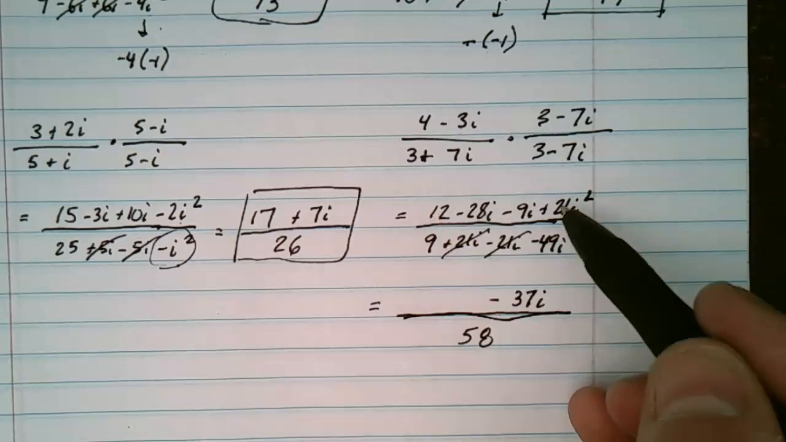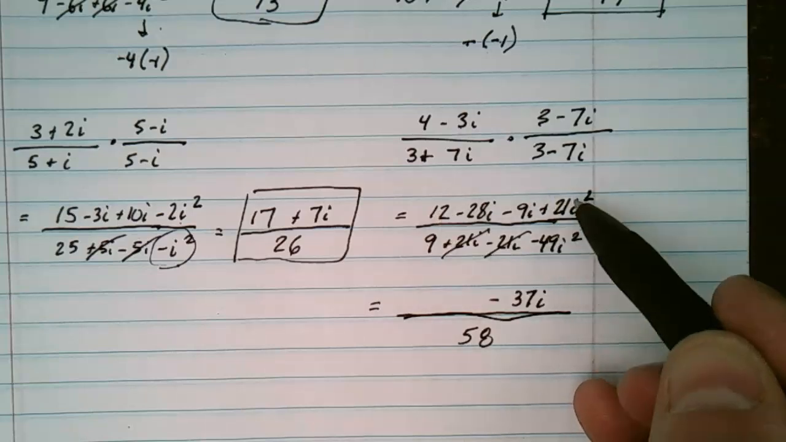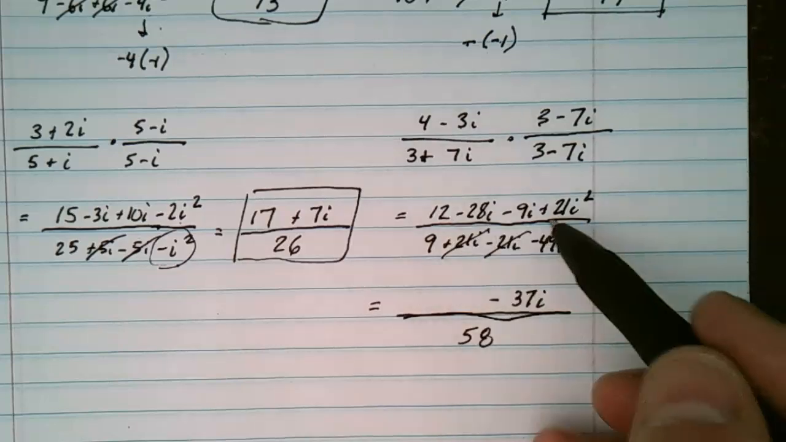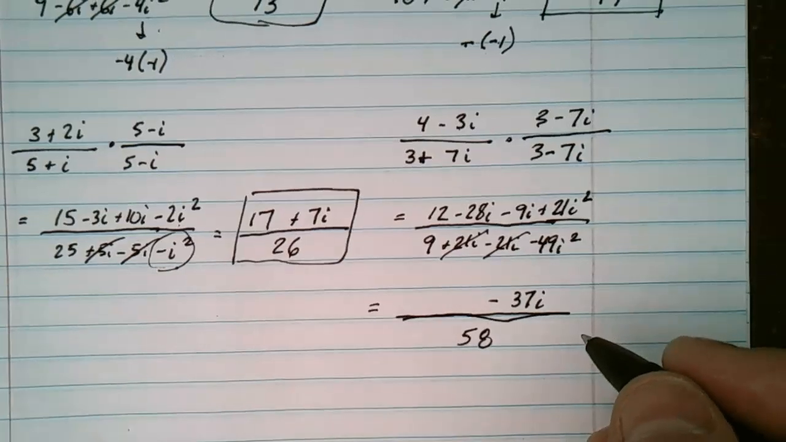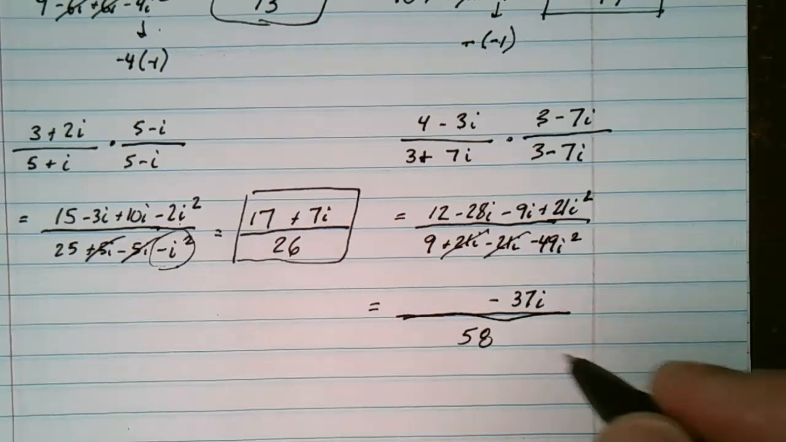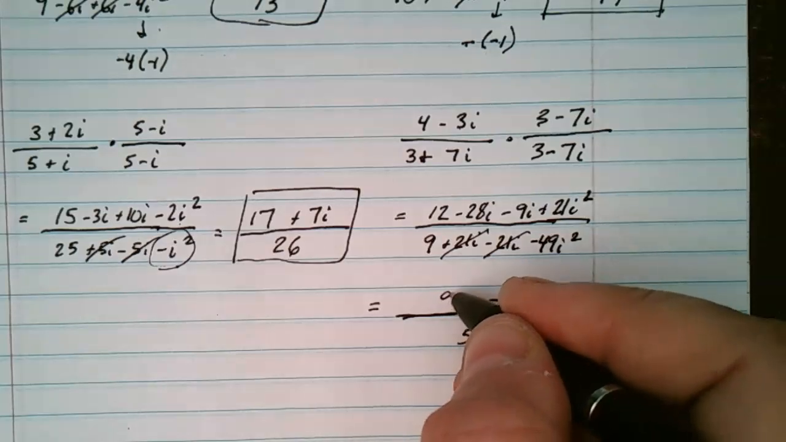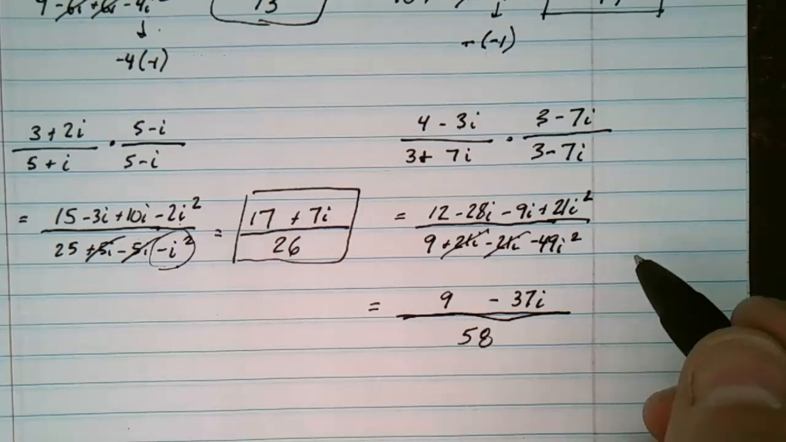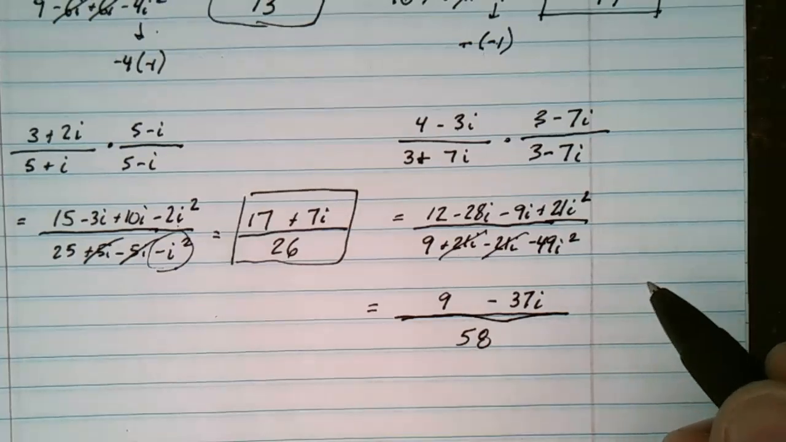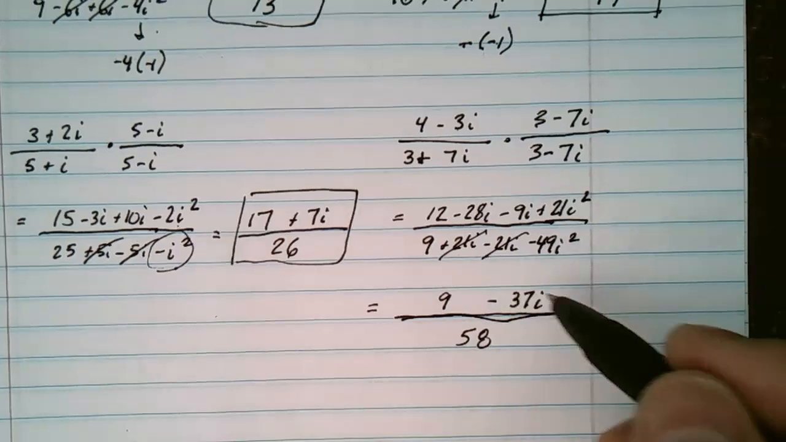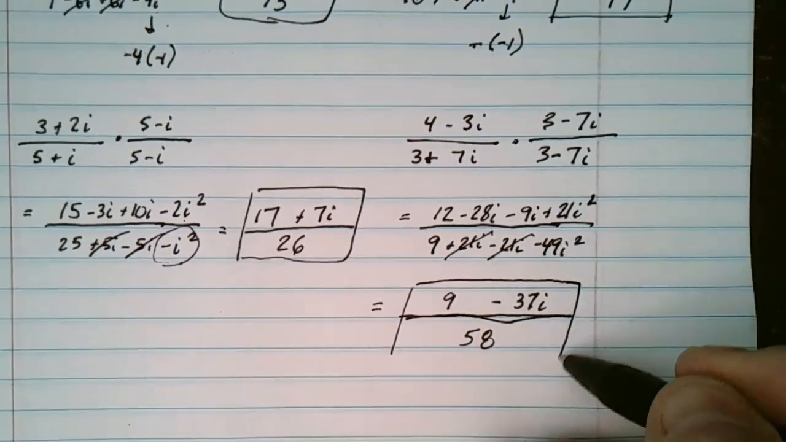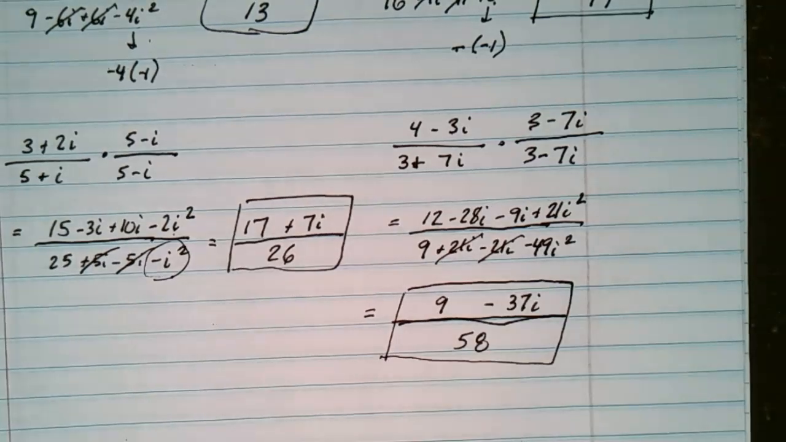And then this is 21 times negative 1, which is minus 21. So I have 12 minus 21. Okay? So that is going to give me something like 9. That sounds right. Okay? So 9 minus 37i over 58.